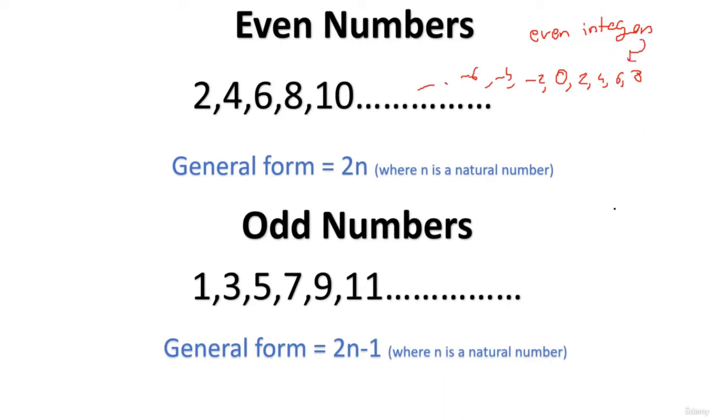Same way for odd integers also, like -1, then 1, -3, 3, -5 and 5. So the sign issue will also come in here. But anyway, you've got the idea right now. If integers is mentioned, take into account all the negative values as well. And if even numbers or odd numbers is mentioned, just take them as natural numbers.